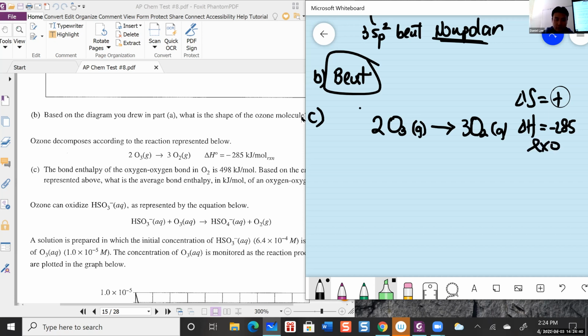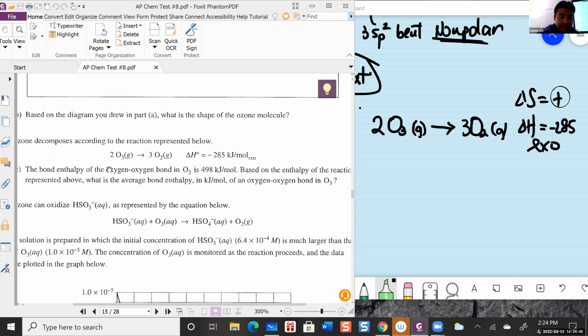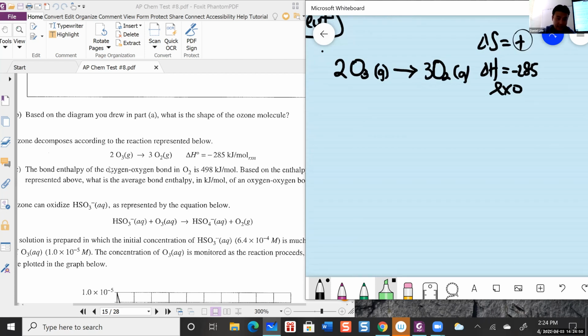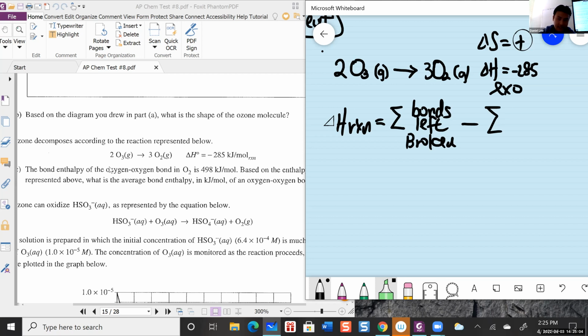So the question wants you to do this. Let's talk about bond energy, right? Bond energy is one of those 5 ways to find delta H. If you're using the bond energy, the delta H is the sum of all the bonds on the left side, the reactant side, that are broken, minus all the bond energy or bond enthalpies on the right side, the product side, all the bonds that are formed by the reaction. So it's the left side minus right side, okay?